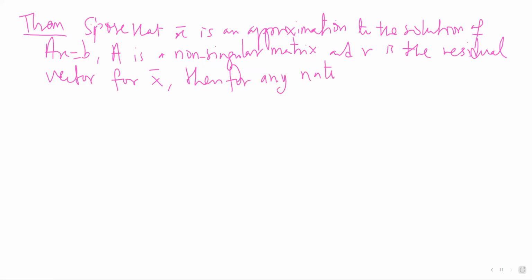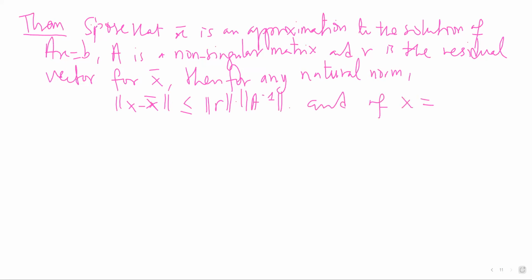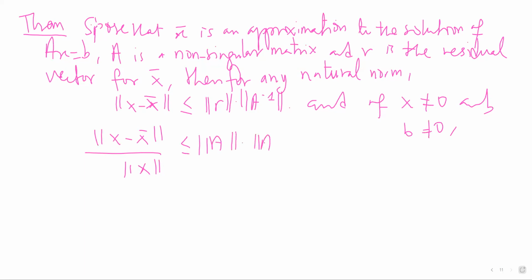for any natural norm, the norm of x minus x bar is bounded by the norm of r times the norm of A inverse. And if x is not zero and b is not zero, then the norm of x minus x bar over the norm of x can be bounded by the norm of A times the norm of A inverse times the norm of r over the norm of b.